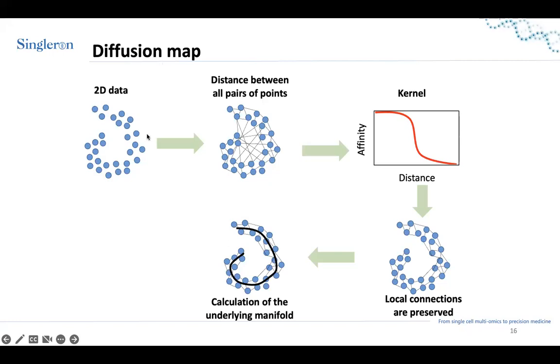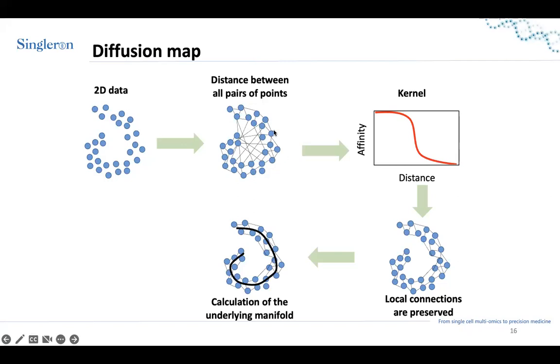So in diffusion map, we first calculate the distances between all pairs of points. So you will get something like this. Of course, not all distances or connections are plotted, otherwise the figure would not be readable. But you can imagine that from one point here, you draw lines to all the other points, and then you measure these distances. From the next point, you do the same. So you have a big matrix. We call it the distance matrix.